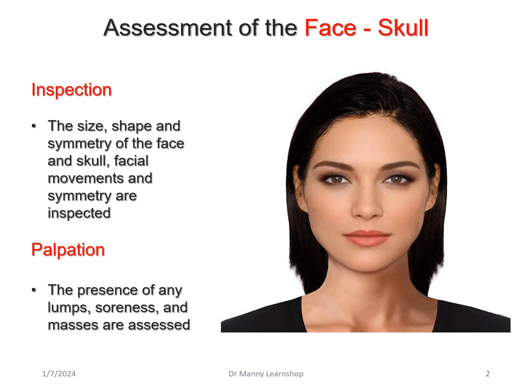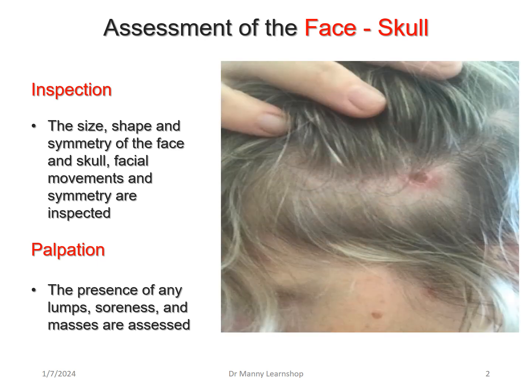With palpation, we're looking for the presence of any lumps, injuries, soreness, masses. In the image that we can see, everything seems to be symmetrical. Here we have something identified in the hair which could be considered to be abnormal. Probably would be a good idea to be wearing personal protective equipment in the form of gloves.